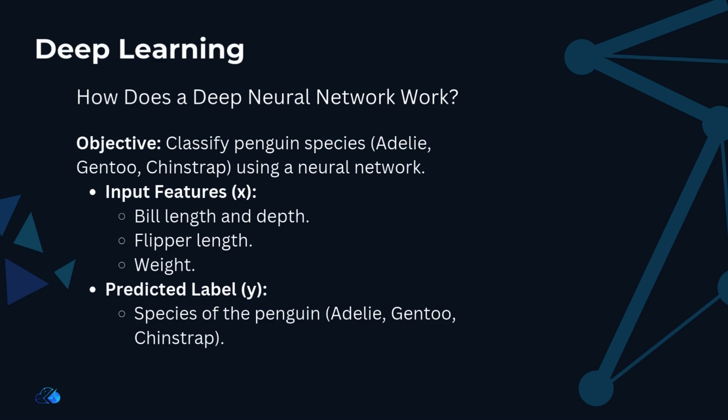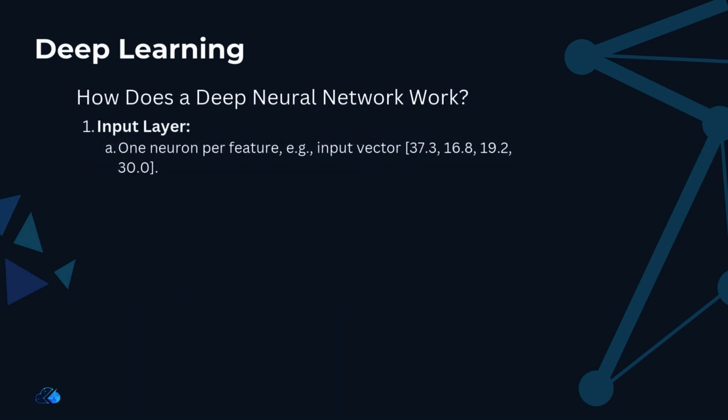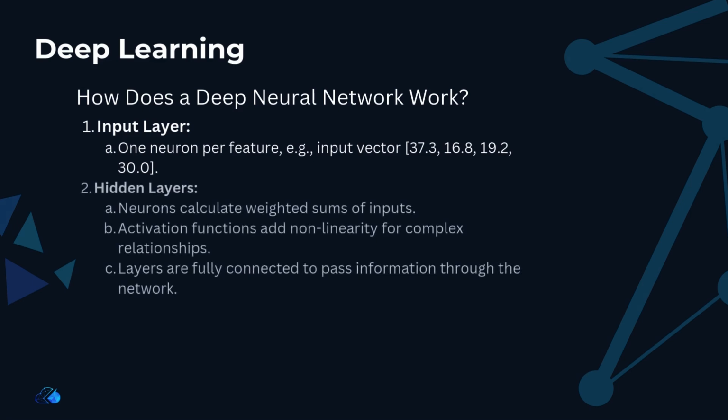Here's how the deep neural network works step by step. First, the input layer. The input layer has one neuron for each feature. For example, if we use the vector 37.3, 16.8, 19.2, these values are fed into the input neurons. Then the hidden layer: each neuron in the hidden layer calculates the weighted sum and then outputs data. These sums are processed using activation functions to introduce non-linearity, allowing the network to model complex relationships. Neurons in one layer are fully connected to neurons in the next layer, enabling information to flow through the network.